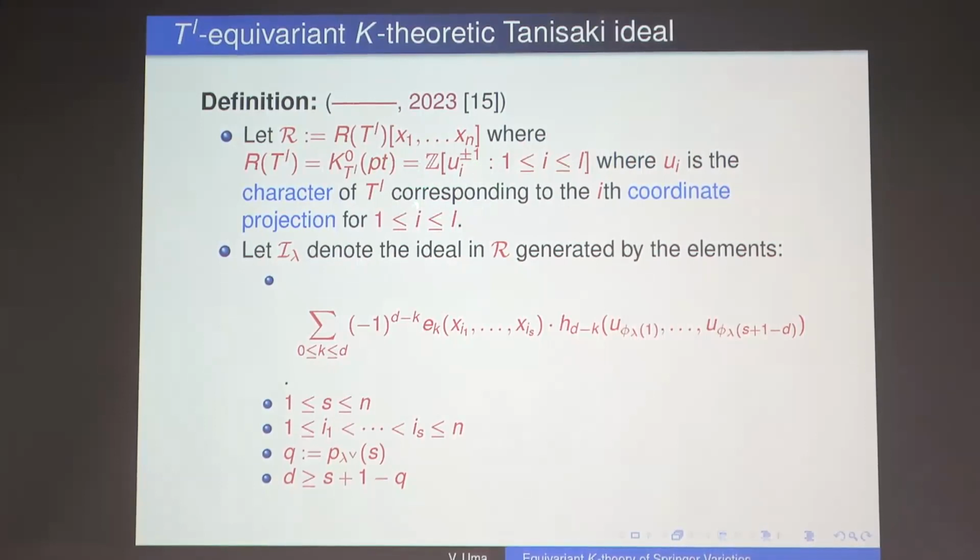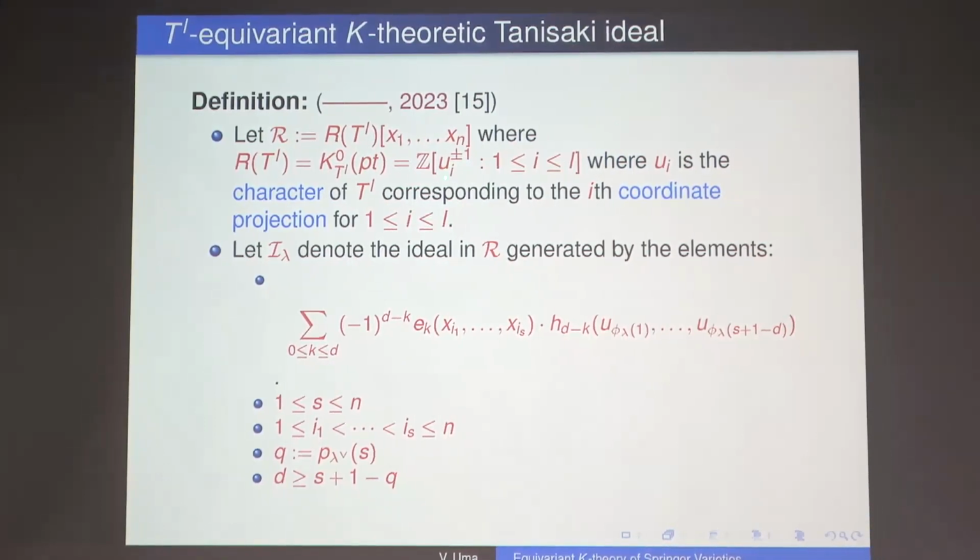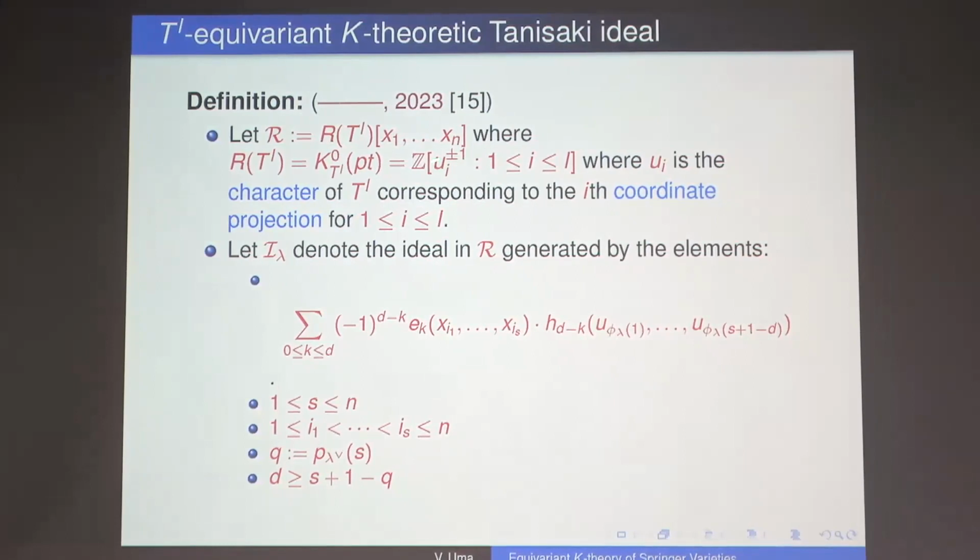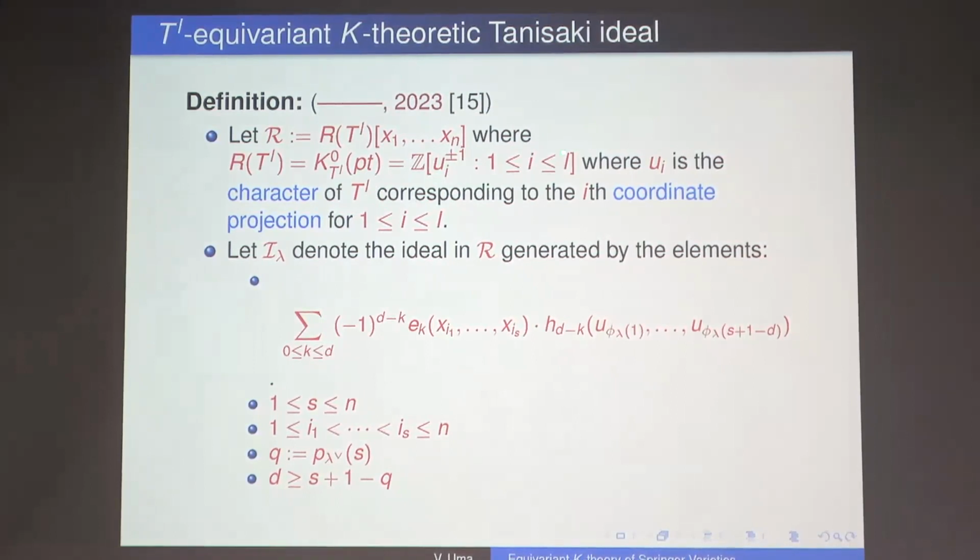So how do we get the Laurent polynomial ring? Corresponding to the one-dimensional representations of the torus coming from the various coordinate projections. And this is isomorphic to the representation ring. They are all generated, because it's a torus, we know that it will be generated by the one-dimensional representations. So this is the Laurent polynomial ring.